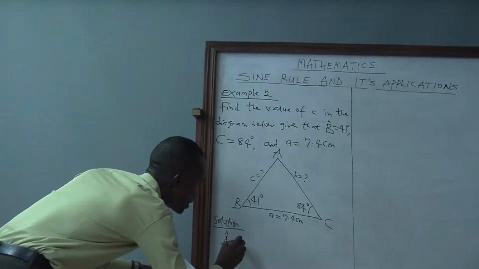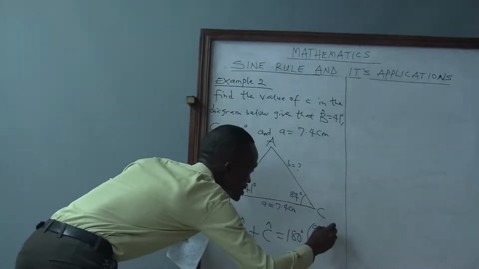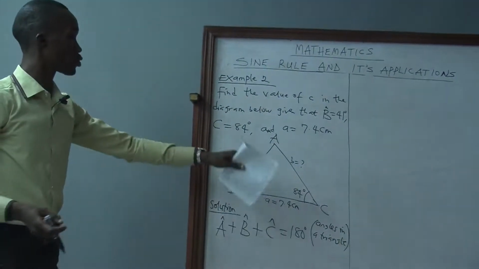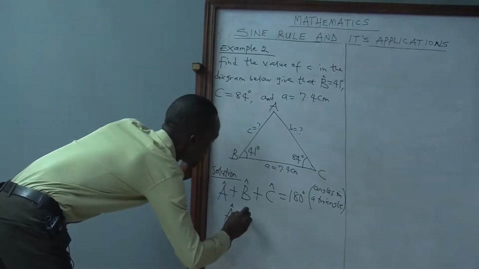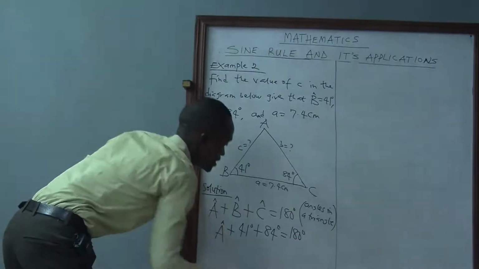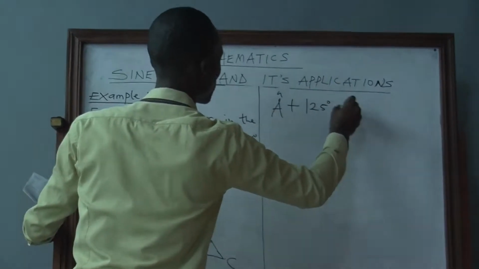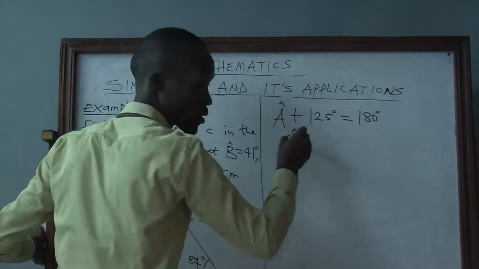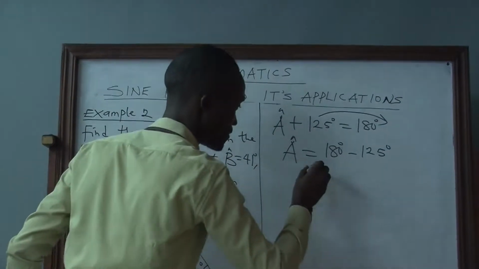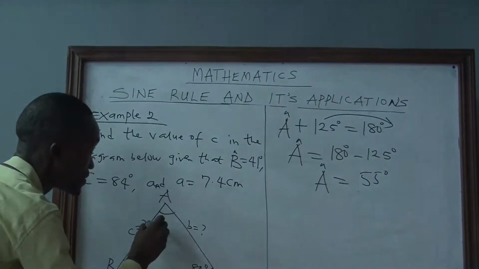So we are given the steps needed to generate our angle A. We have angle A plus angle B plus angle C is equal to 180 degrees. And the reason for that is angles in a triangle add up to 180. So we have A plus B, which is 41 degrees, plus C, which is 84 degrees, equals 180 degrees. Then we have A plus 125 degrees equals 180. By collecting like terms, we move this one to the other side. Then we have A to be 180 minus 125. So A will give us 55 degrees. So this angle A is 55 degrees.